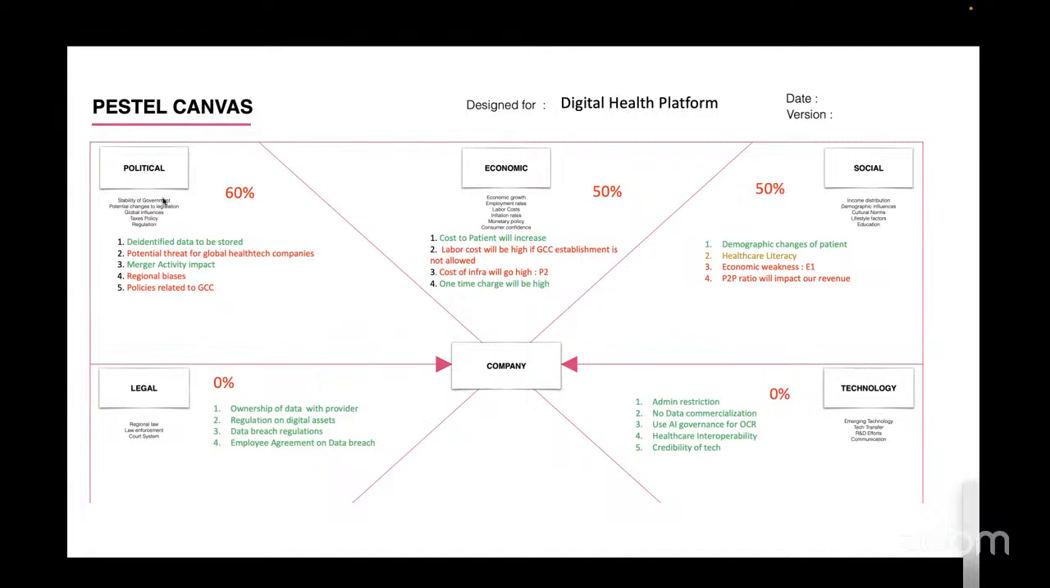So you can see that potential threat for global health tech companies. This is in red because it cannot be under our control. This we cannot manage. So this is in red. Then merger activity impact. So this can be controlled. While regional biases, policies related to GCC by governments, these are something that is not in our control. So we are making it red. So out of 5 items, 3 are red and 2 are green.